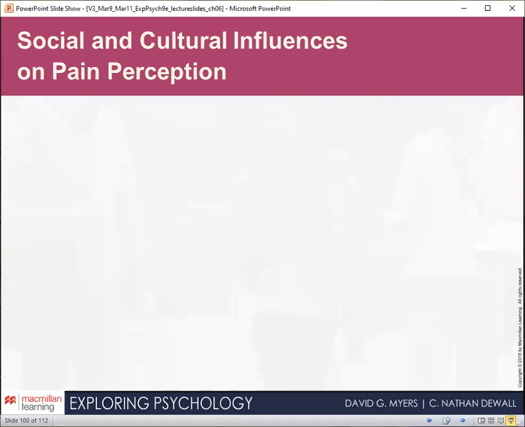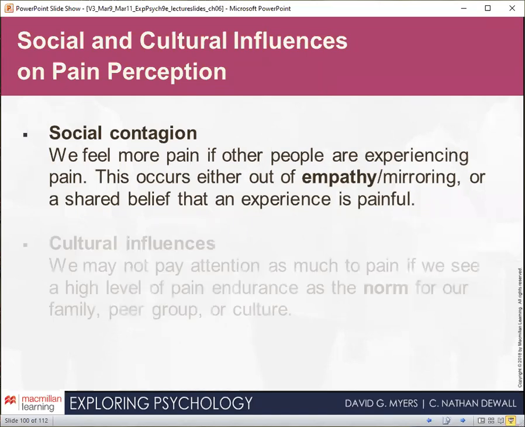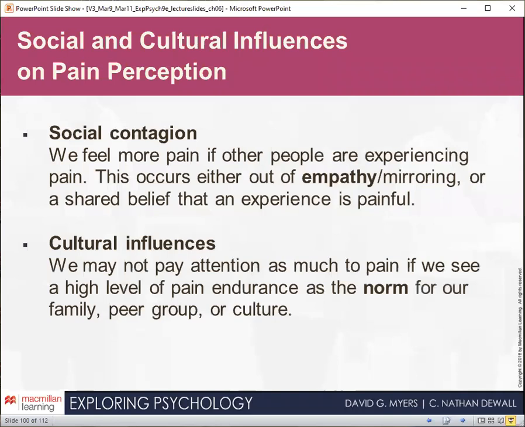There are also going to be social and cultural influences on pain perception as well. We have social contagion. We feel more pain if other people are experiencing pain. This occurs either out of empathy or mirroring, or a shared belief that an experience is painful. So pain can spread, or misery can spread, so to speak. Cultural influences. We may not pay attention as much to pain if we see a high level of pain endurance as the norm of our family, peer group, or culture.